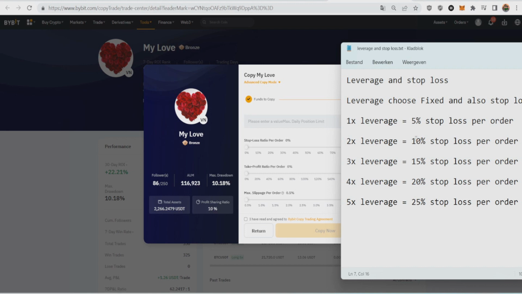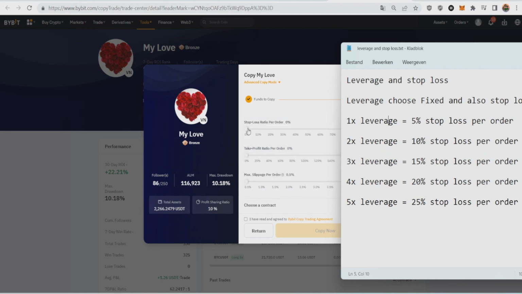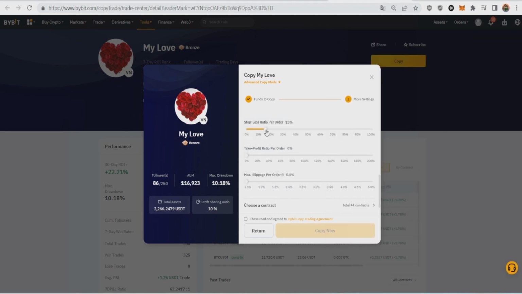So that's not good. So basically what I recommend, if you pick 1x leverage, 5%, 2x, 10%, and so on. So with every leverage X, you go up 5%. So we picked 3x fixed leverage. So what we're gonna do is stop loss per order at 15%. And then we're gonna choose accept, and we're just gonna click on copy, and we will copy the master trader.